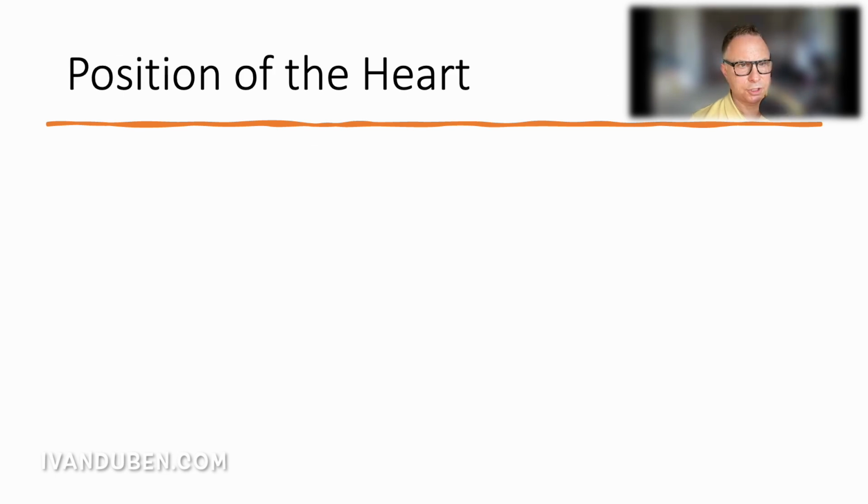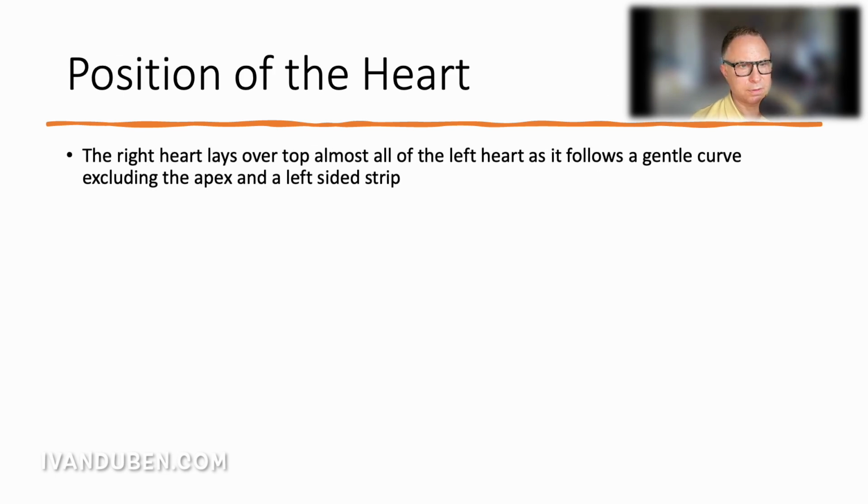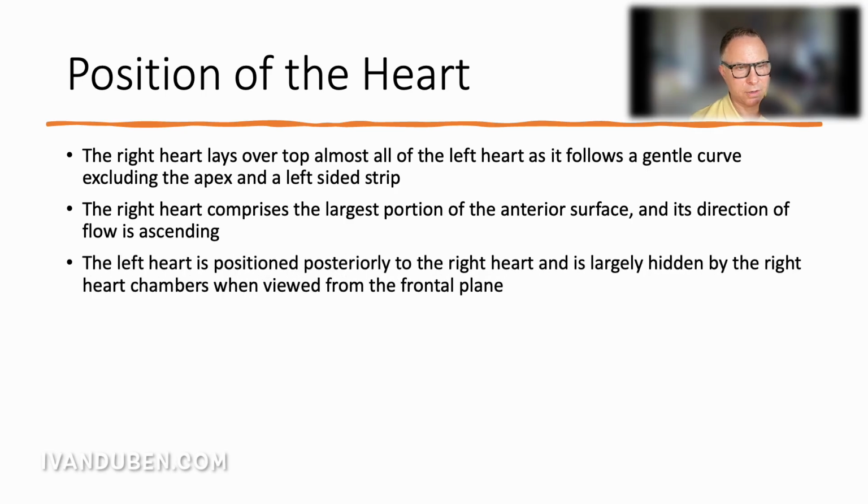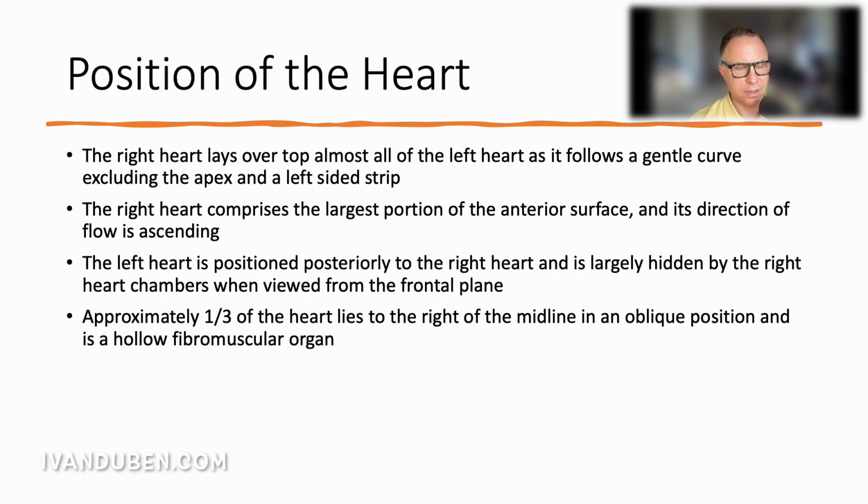In terms of the position of the heart, the right portion lays over top almost all of the left heart as it follows a gentle curve, excluding the apex and a left-sided strip. The right heart comprises the largest portion of the anterior surface, and its direction of flow is ascending. The left heart is positioned posteriorly to the right heart and is largely hidden by the right heart chambers when viewed from the frontal plane.